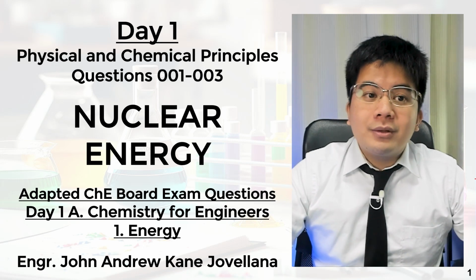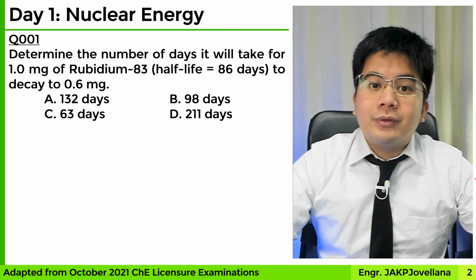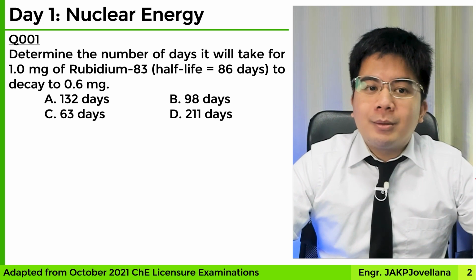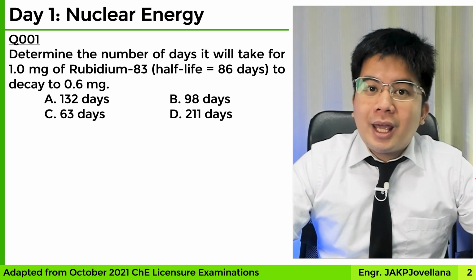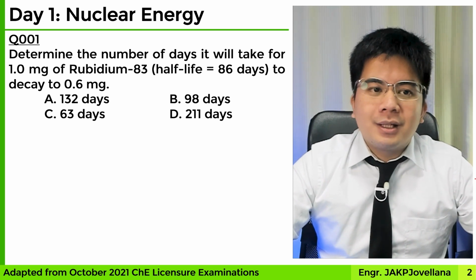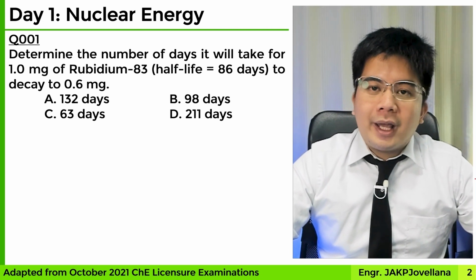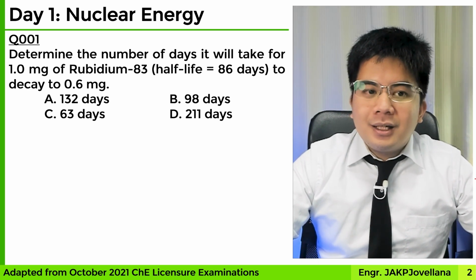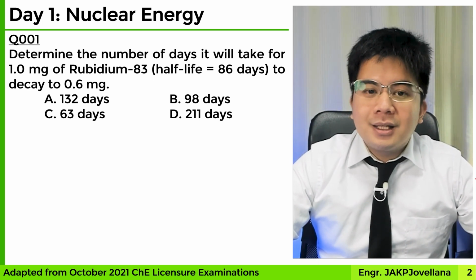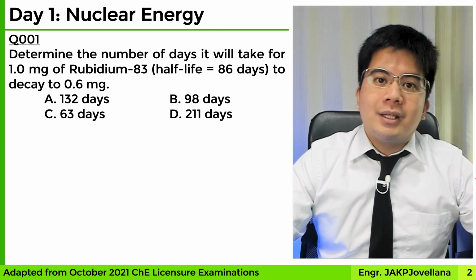So for our question number 1, determine the number of days it will take for 1 milligram of rubidium-83 with a half-life of 86 days to decay to 0.6 milligrams. The choices are letter A, 132 days, letter B, 98 days, letter C, 63 days, and letter D, 211 days.